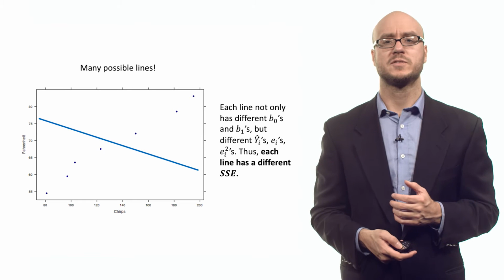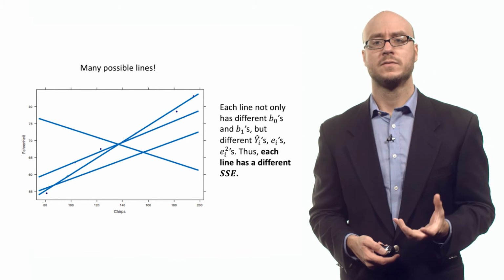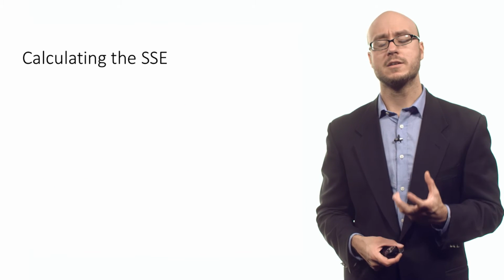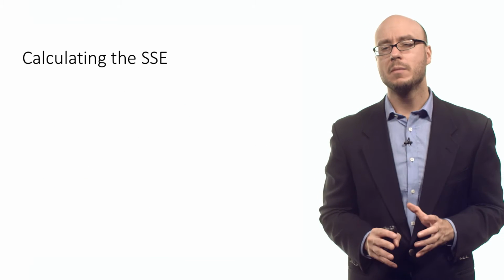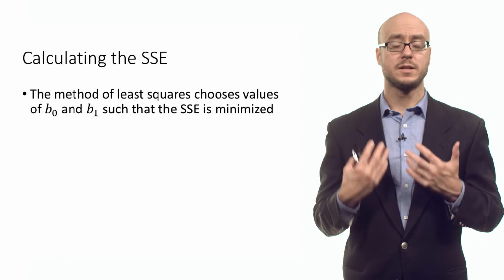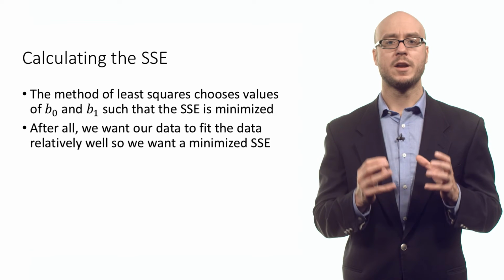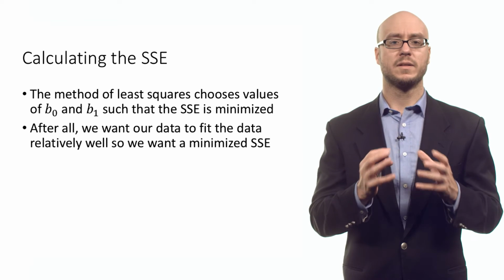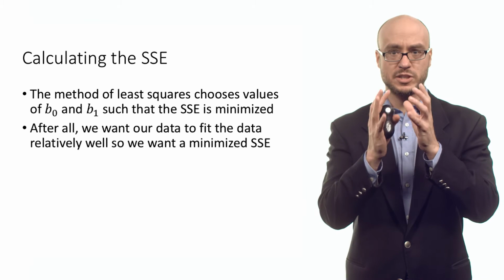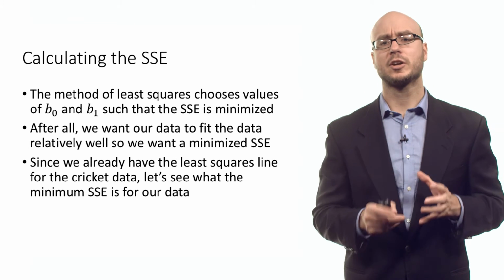So this line has a sum of squared errors. This line has a sum of squared errors. And so we have these different values for the sum of the squared errors. And we want that line that minimizes the sum of the squared errors. How do we calculate the sum of the squared errors? Well, we'll go through an example. The idea is that we want our data to fit the line such that this sum of the squared errors is minimized. Right? So let's look at our cricket data.